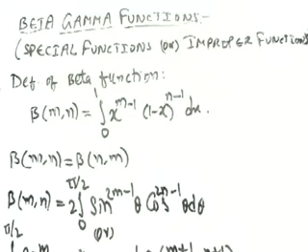Inshallah, in today's class, we are going to start a new chapter, beta gamma functions. Sometimes these are also called special functions or improper functions. So let's go through the formulas and the basic concept of beta gamma functions. These are also called special functions or improper functions.